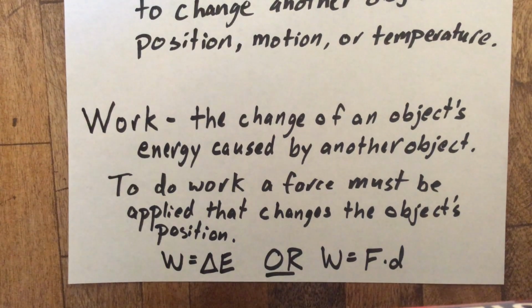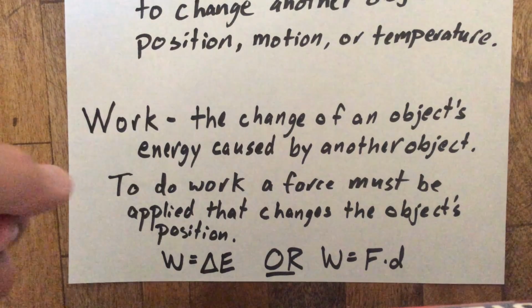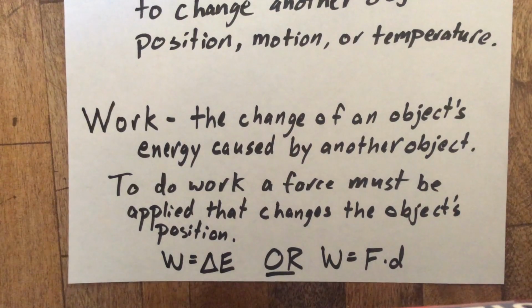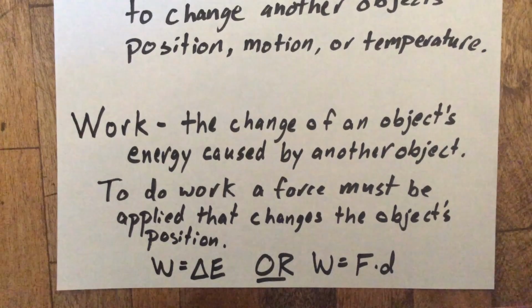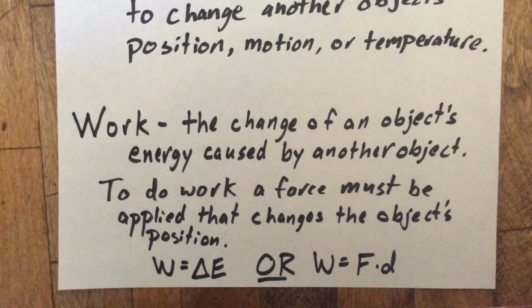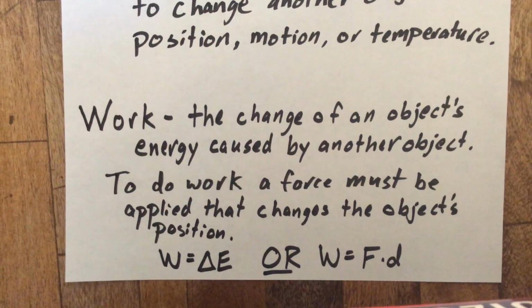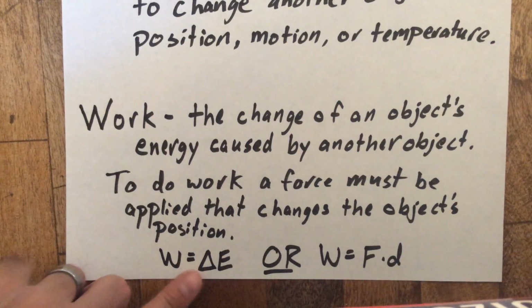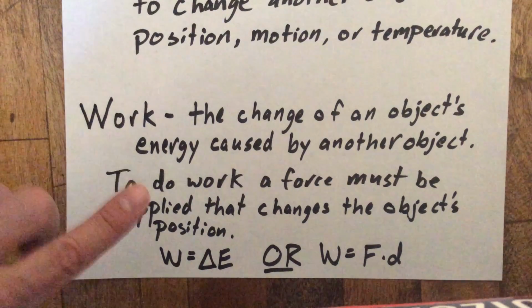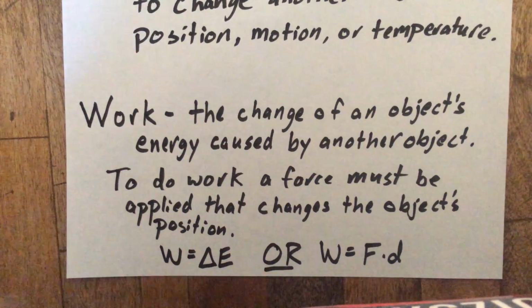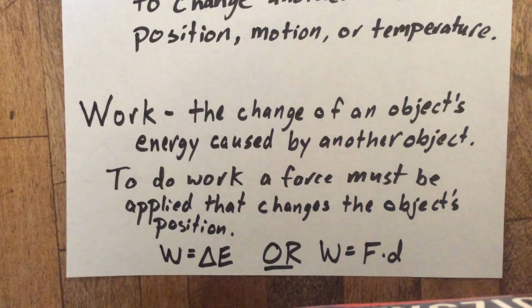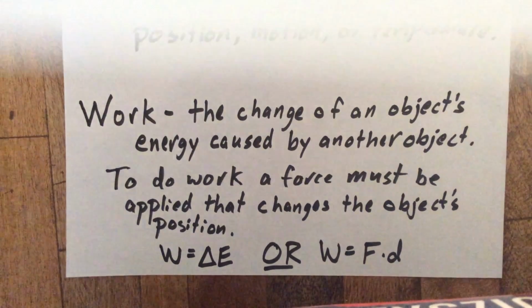If I push on it horizontally, usually I'm going to speed it up. That's going to change its kinetic energy. If I push on it or pull on it vertically, that's going to change its potential energy. And then we've got 2 formulas for work. Work is delta E. So this delta, remember, means change in. So it's basically the change of the object's energy. The other one is force times distance. So to do work, you apply a force over a certain distance.